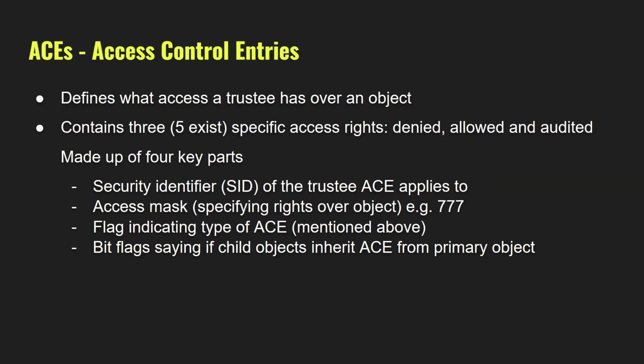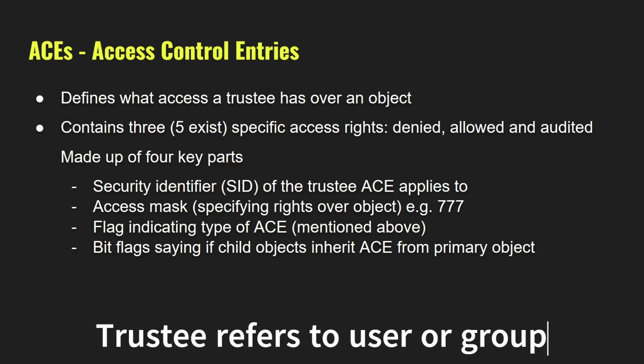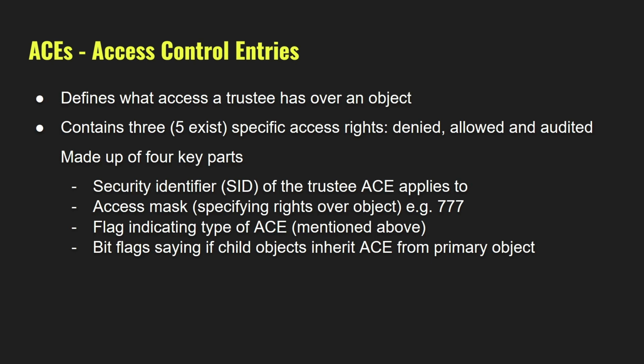So ACEs, access control entries. It defines what access a trustee has over an object. It contains 3, although 5 do exist, but these are the default 3 you're going to get. Specific access rights. They are denied, allowed, and audited. So an ACE in your DACL list will be, obviously, user allowed to access and then user denied, things like that. And if it's an audited ACE in there, it just means every time this is accessed, we're going to put it to the system log or things like that.